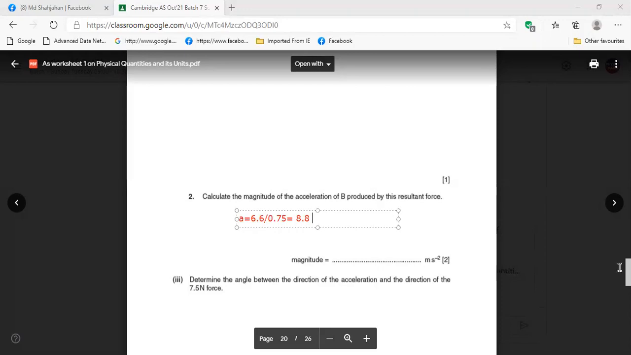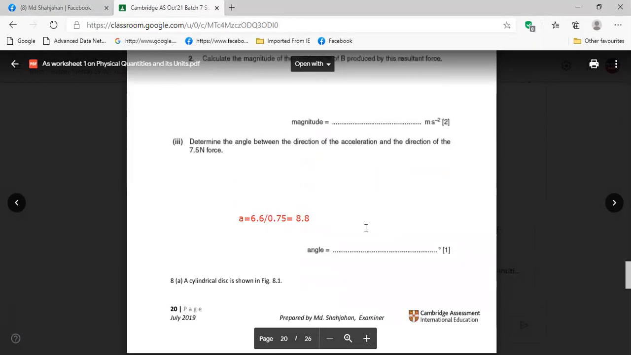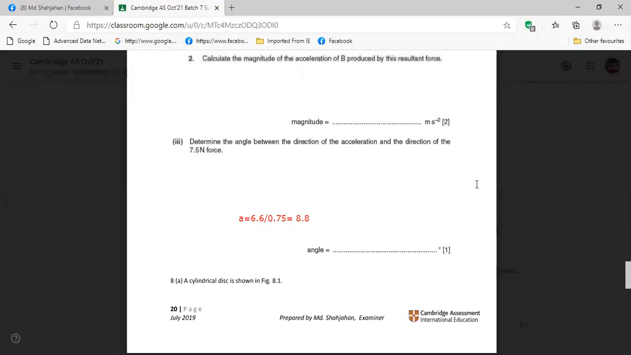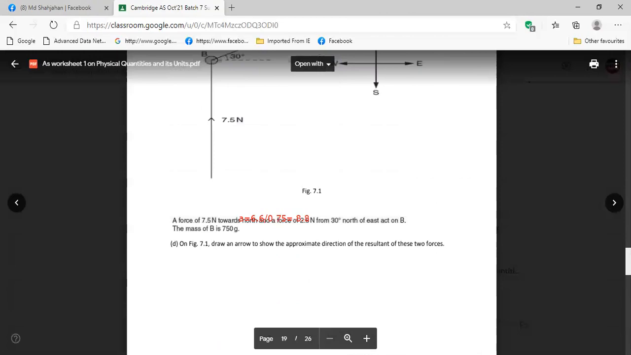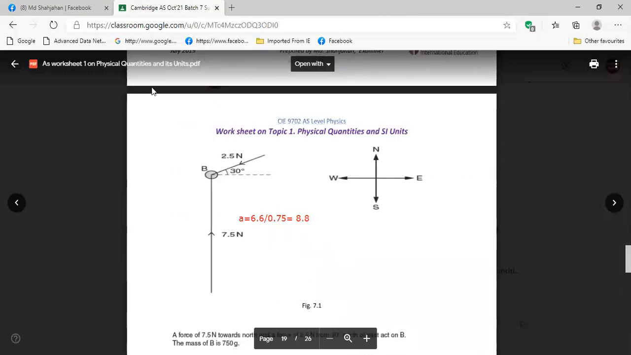No, sir. Your angle should be 19 degree. How much? 19 degree. I can't understand which one I am measuring. You got one here. This one you got, right? And this one you got, right?